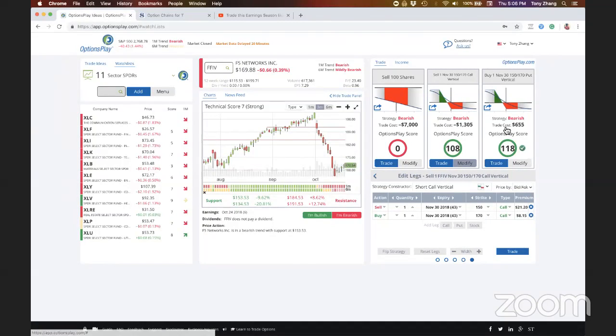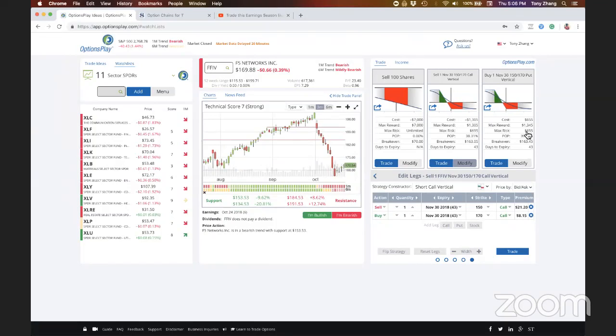So let me set this up. So here is the debit spread. Here's the credit spread. Right off the bat, you can see that the options play score on the debit spread is better. So right off the bat, I'm going to trade the debit spread versus the credit spread, because for the exact same spread, I have the least amount of risk for the better risk to reward.